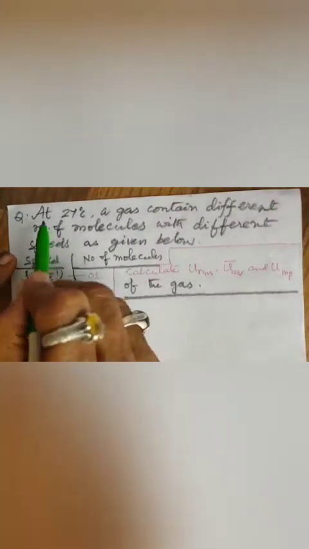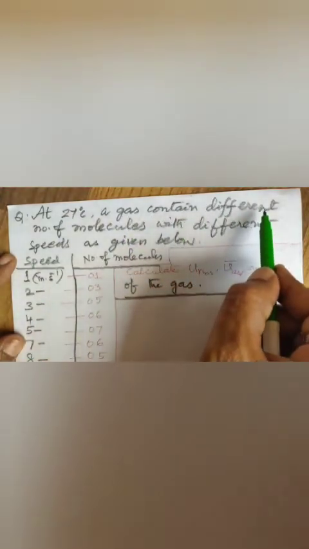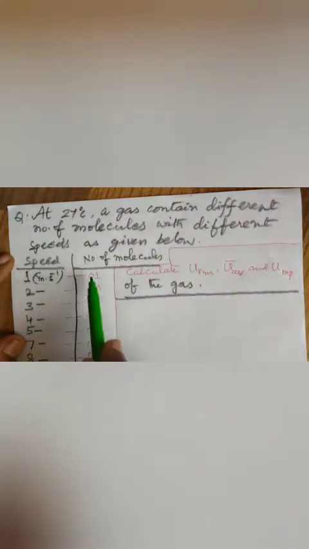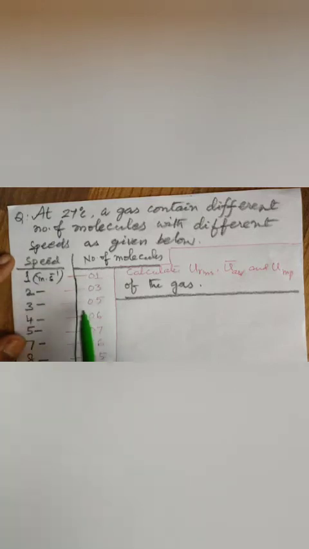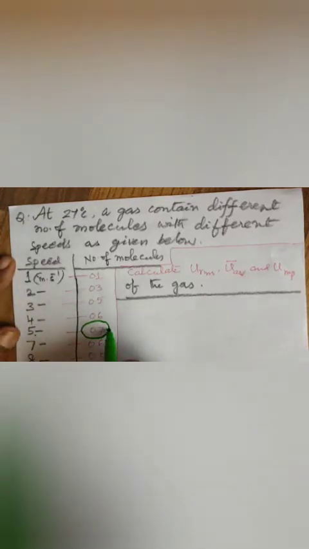Observe this problem, dear students. At 27 degrees centigrade, a gas contains different numbers of molecules with different speeds as given below. 1 meter per second, 1 molecule; 3 meters per second, 5 molecules; 4 meters per second, 6 molecules; 5 meters per second, 7 molecules. So this is the maximum number of molecules possessing a speed, known as most probable velocity.